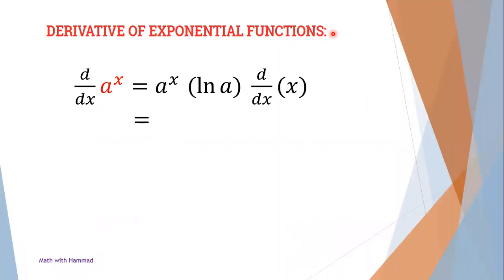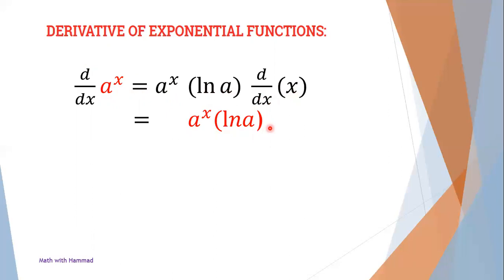Now, derivative of exponential function. D by dx of a raised to power x is a raised to power x natural log of a, and derivative of x. As we know that exponential function is a raised to power x, so the derivative of a raised to power x means a raised to power x natural log of a, and derivative of power. Here power is x, so d by dx of x, and derivative of x with respect to x is 1, so derivative of a raised to power x is a raised to power x natural log of a.